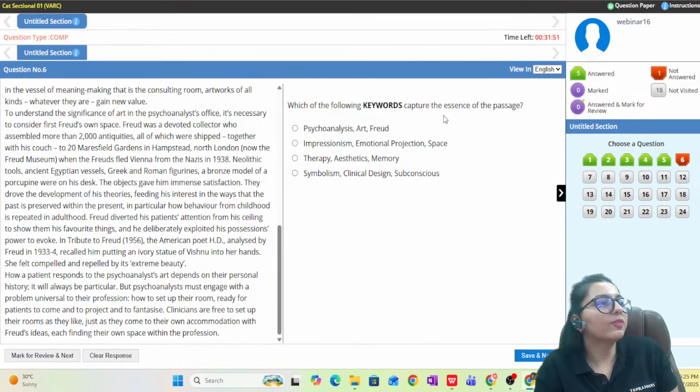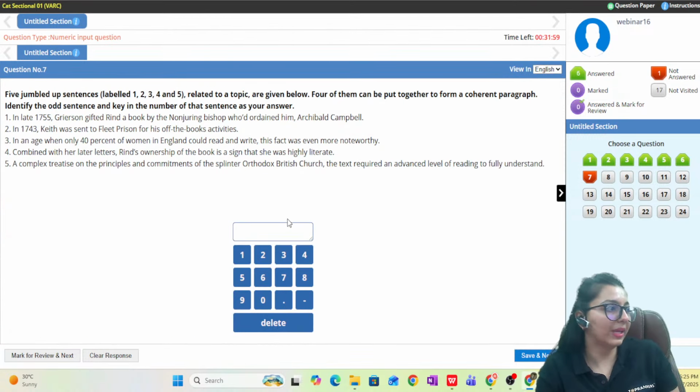Right. Now, which of the following keywords? One of the best questions that CAT tends to have: which of the following is going to be the best keyword? Psychoanalysis, art, Freud. Clearly, because they were my protagonist. Impressionism, emotional, it doesn't have Freud. This doesn't have Freud. I cannot finish the passage without the mention of Freud, so it will have to be A. Okay. Now, the most dreaded of the lot, something that I hate personally, are the parajumbles.